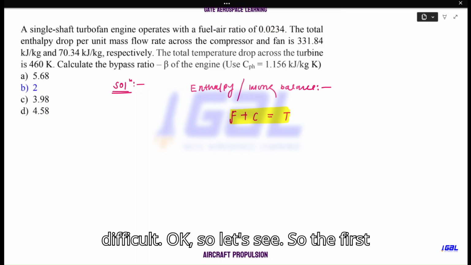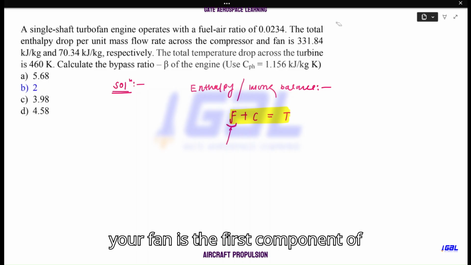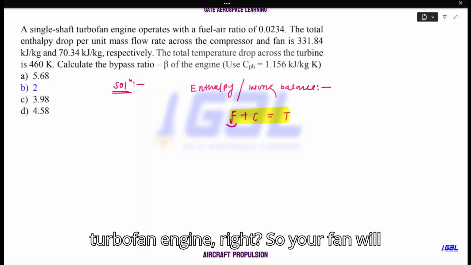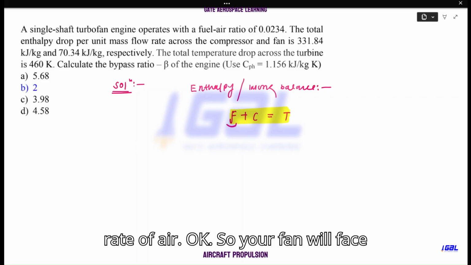So let's see. The first thing is your fan. Your fan is the first component of the turbofan engine, right? So your fan will be facing the m dot a, which is the mass flow rate of air.